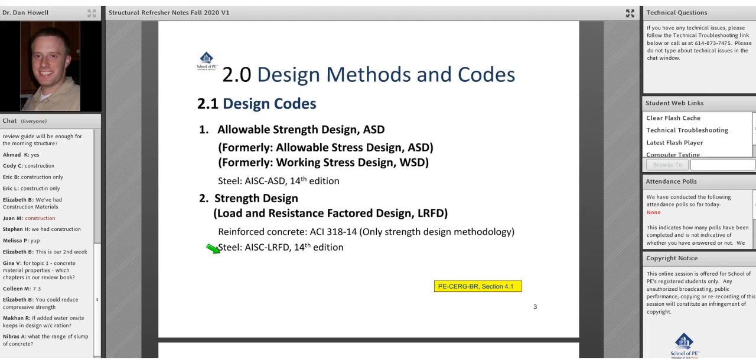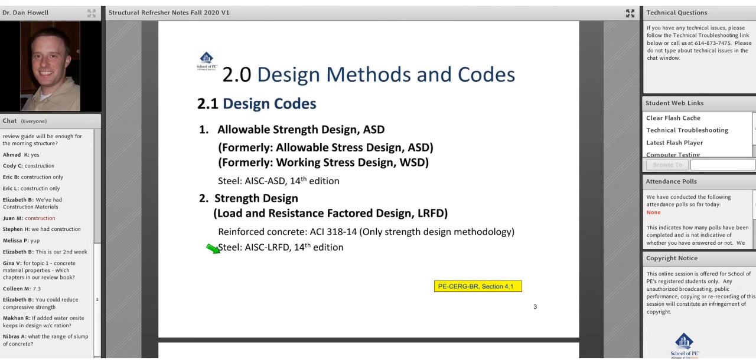Now the steel manual also has LRFD. So you might say, well, what gives? The steel manual has both. So what happens if I get a question on steel? Basically, you have the option of which one you would like to use to solve it. So if you get a numerical question and it says, calculate the flexural strength of this beam, ASD, on the adjacent page it will say, calculate the flexural strength of this beam using LRFD.